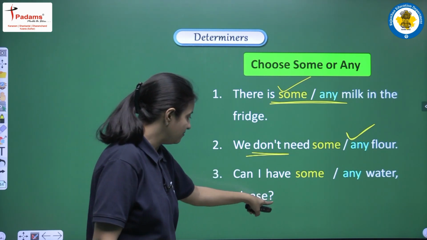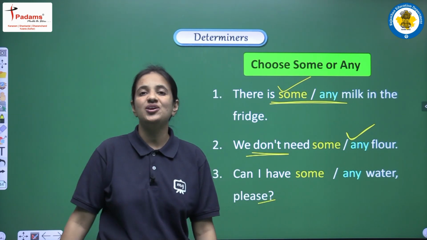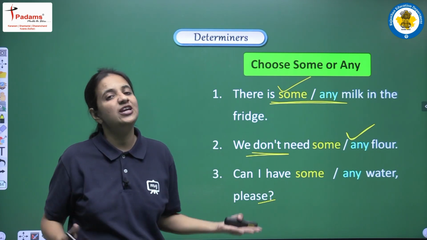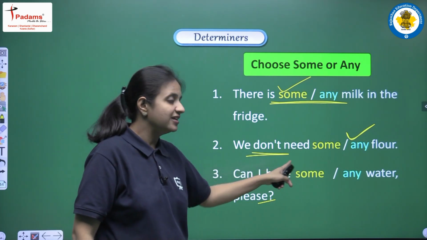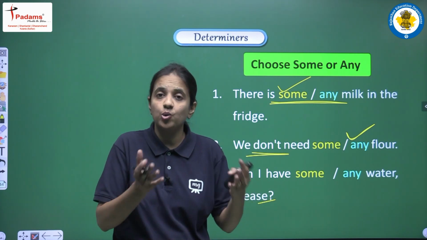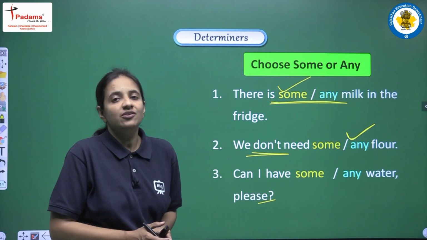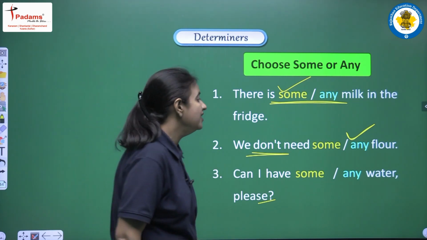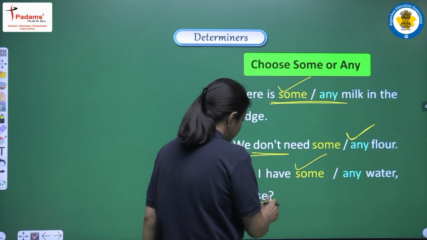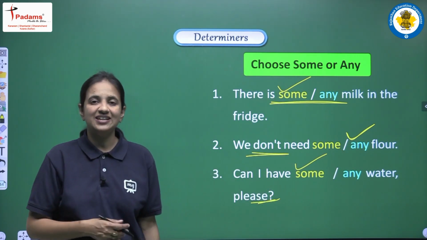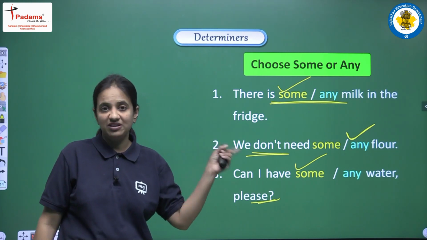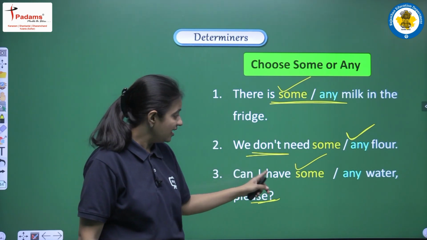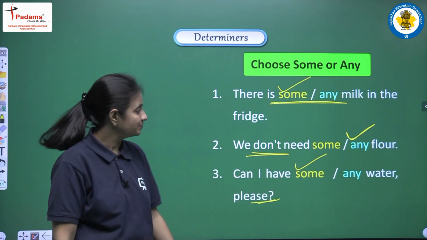Here we have an interrogative sentence, with a question mark at the end, but after observing the sentence very carefully we can see that it contains a request. We are requesting some water, and this is the reason our answer will be some. Despite this being an interrogative sentence, we are making a request, so we will choose some, and the sentence will be can I have some water please.